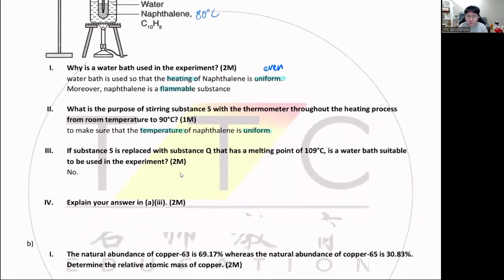But guys, I think this 2 mark is wrong. It's 1 mark only. Writing no gets 2 marks. You all think too much. Okay, so what is the explanation for why you say no?